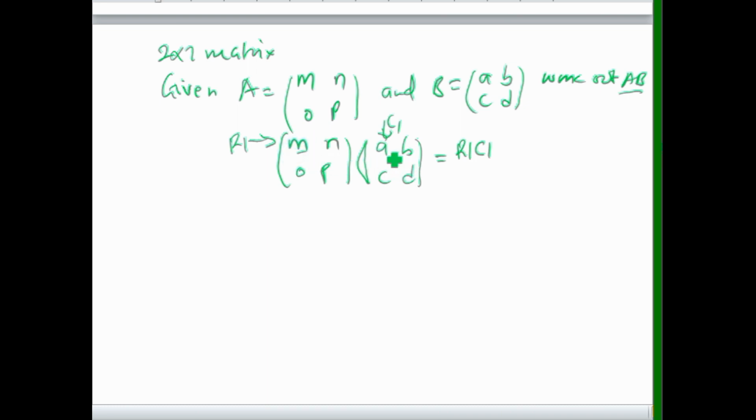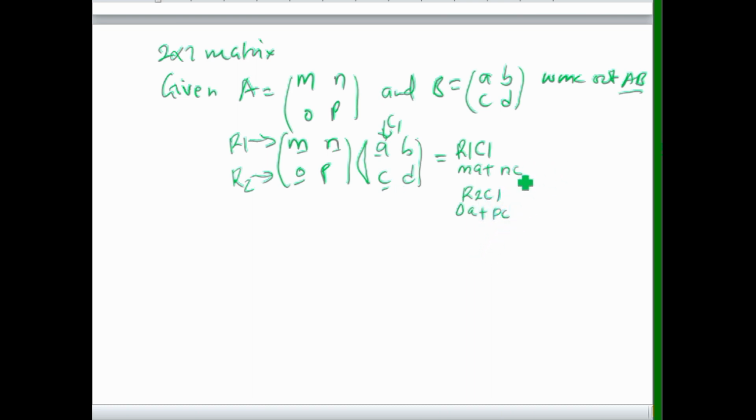So this is how we proceed. Take M times A, that is MA, and then you add N times C, that is NC. Again, multiply the elements of the second row by the elements of the first column. So we come to row number 2 by first column, and that becomes O times A, that is OA, and then add P times C, that is PC.